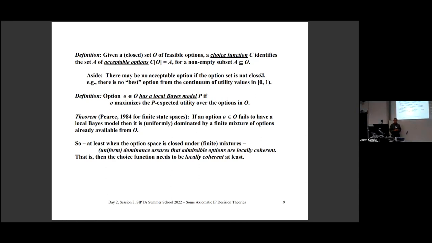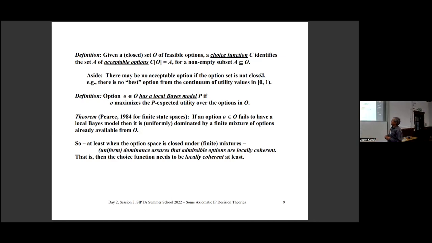To say an option O is a local Bayes model for P is to say that O maximizes the P-expected utility over the options. It doesn't have to do so uniquely. To say it's Bayes with respect to our set at the value P, where P is in our set, is to say it maximizes expected utility when I choose the value P from the set of probabilities. It's local in the sense that it says nothing about other decision problems.